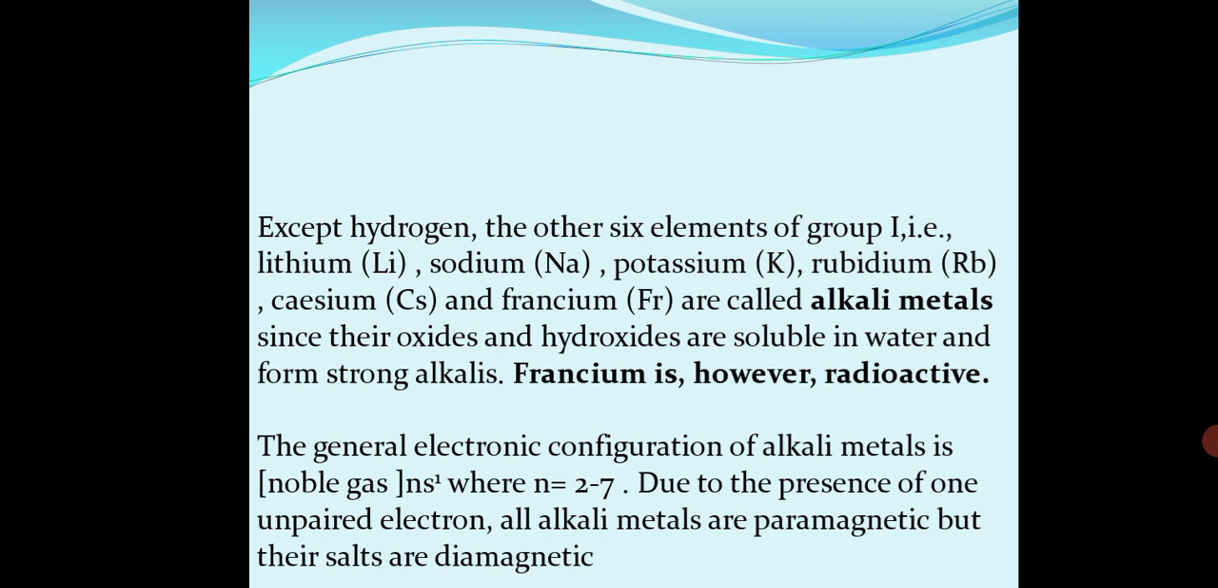The general electronic configuration of alkali metals is noble gas ns1, where the value of n ranges from 2 to 7, that is second period to seventh period, because the first period is hydrogen. Except hydrogen, due to the presence of one unpaired electron, all alkali metals are paramagnetic, but their salts are diamagnetic in nature.